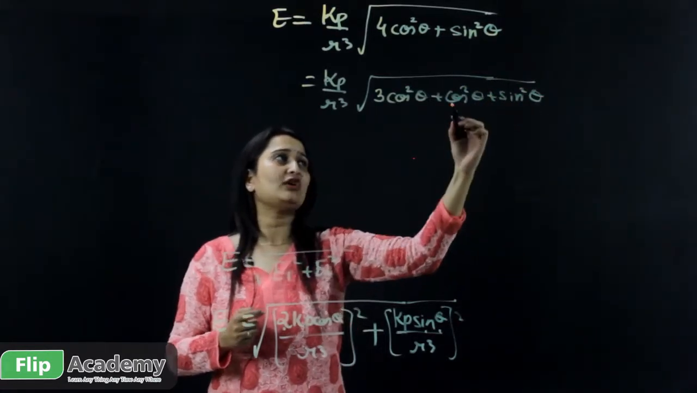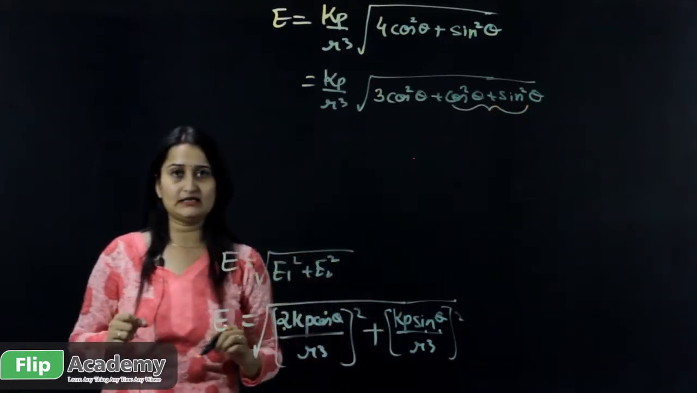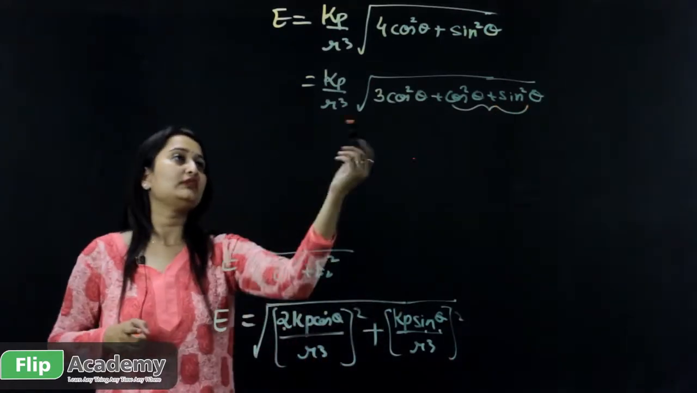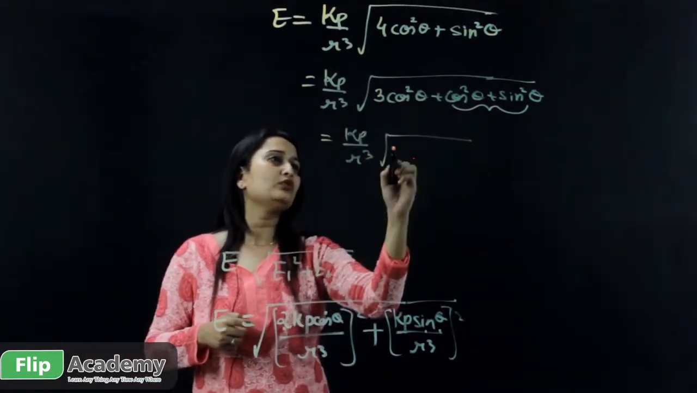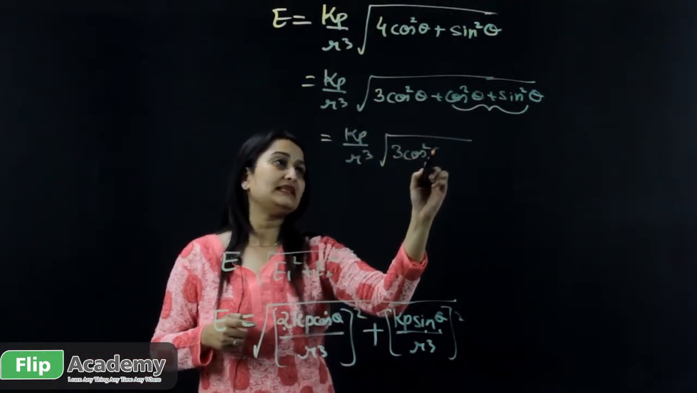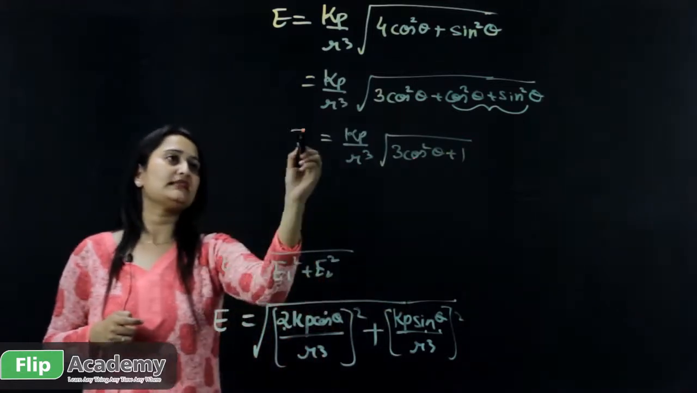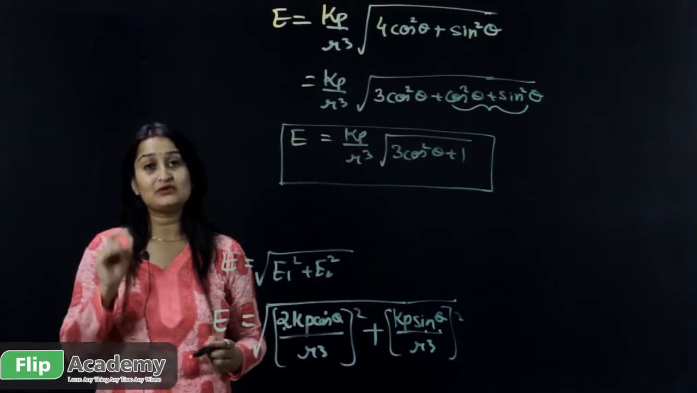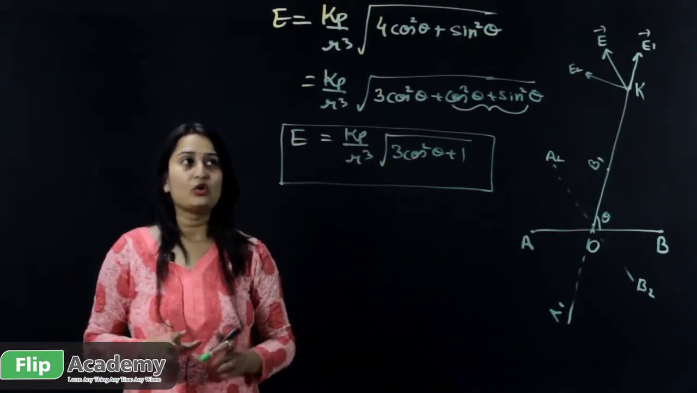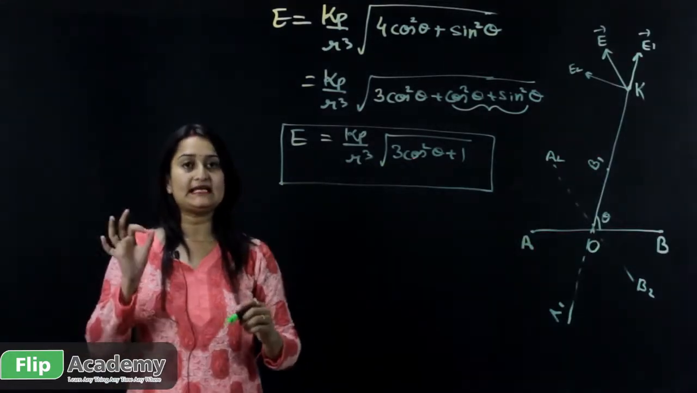Now you can see here cos²θ + sin²θ = 1. So this equation becomes E = kp/r³ √(3cos²θ + 1). So this is the electric field intensity at any point with respect to the electric dipole. Now this is the electric field intensity at any point.